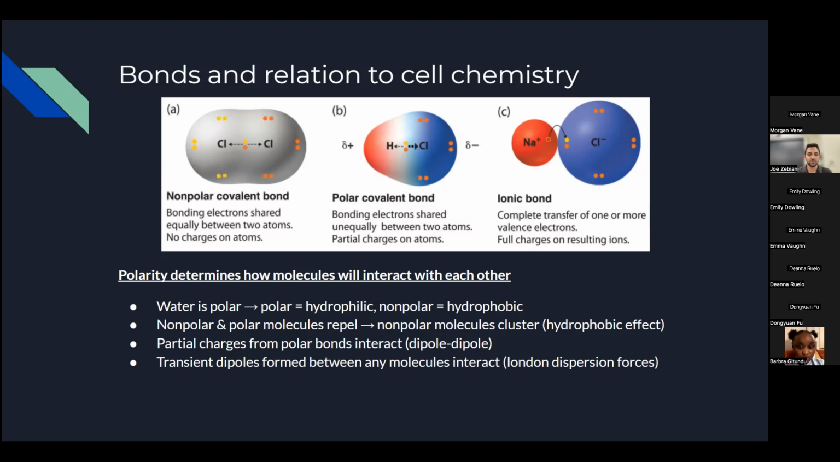And then there are partial charges from polar bonds interacting. These are called dipole-dipole forces. And then there are transient dipoles, which are just another way of saying a weaker dipole formed between any molecules that interact. These are known as London dispersion forces, and they are the weakest form of intermolecular forces.